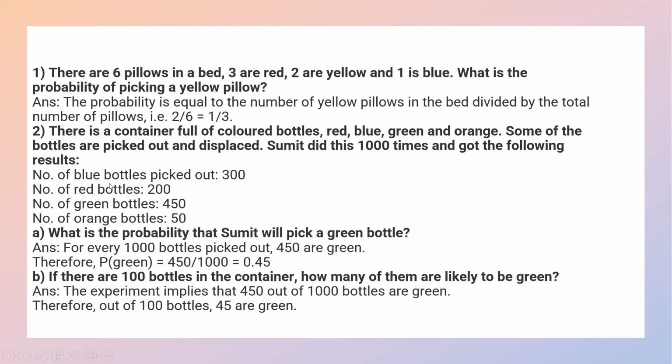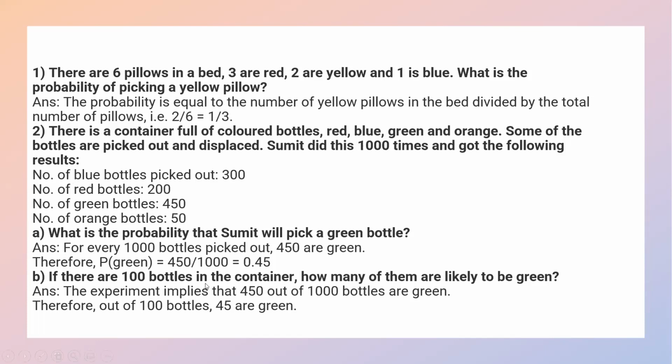Secondly, in the second example, you can see that there is a container of colored bottles, red, blue, green, orange. So some of the bottles are picked out and displaced, and a person did it 1,000 times and got the following results. The blue bottles were 300, the red bottles were 200, the green bottles were 450, and the orange bottles were 50. So what is the probability that this person would pick the green bottles? So we would add all these outcomes, the total outcomes that would come in the denominator, and the numerator would be the favorable outcome for the green bottle, that is 450. So the answer is simple, that is 0.45, or you can also use a ratio.